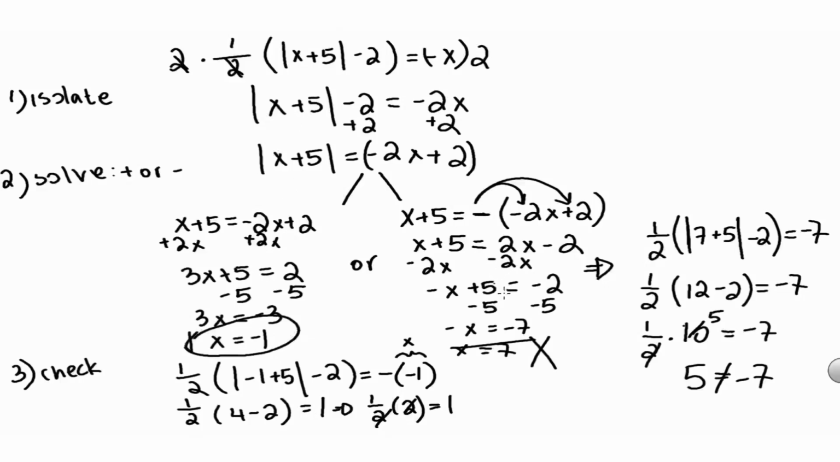So you can see that even though I have to solve twice, once for the positive value and once for the negative value of the absolute value, that doesn't mean that both of them are true solutions. That is why step number 3, checking the solutions, is crucial.